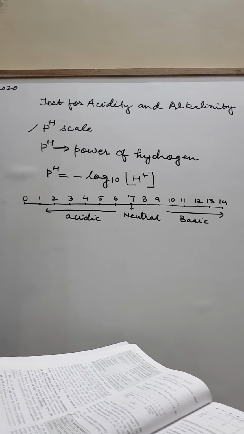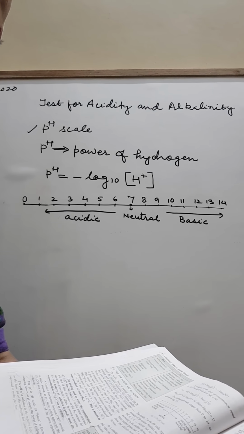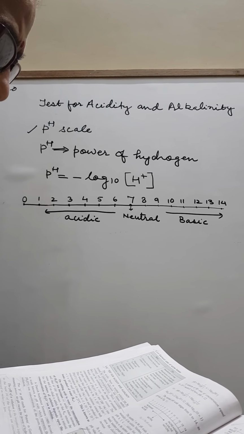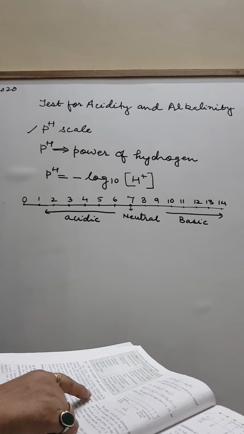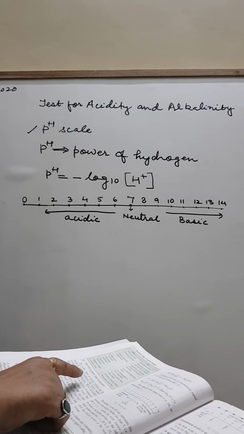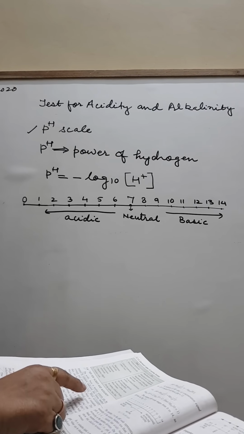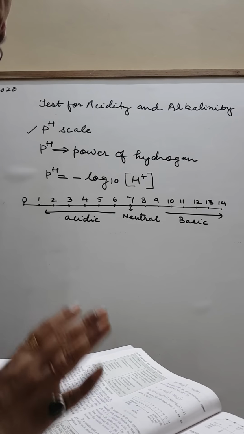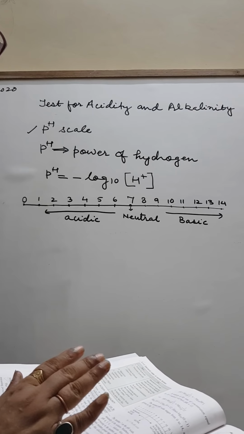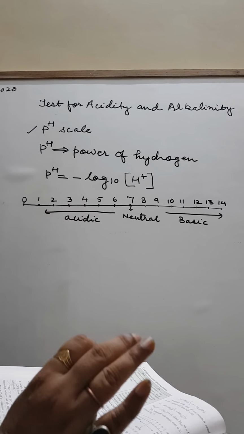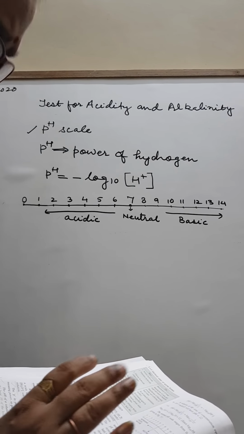Now come to our main point. 3.4. Test for acidity and alkalinity, children. Here, the first sentence you please underline. The acidic, basic or neutral and till phenolphthalein. Please underline till phenolphthalein. Right? Then nothing in between you have to go. I am giving you only those points to underline which you have to keep in mind.